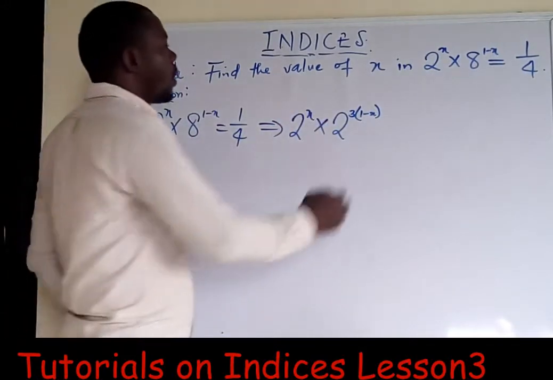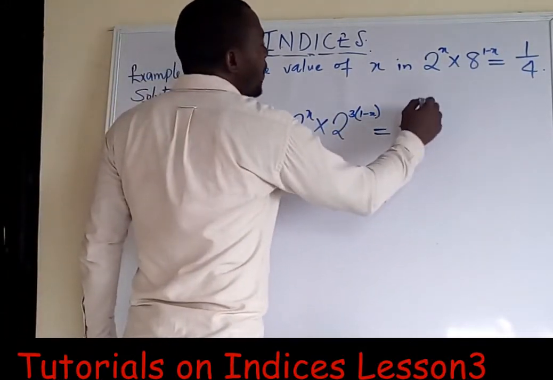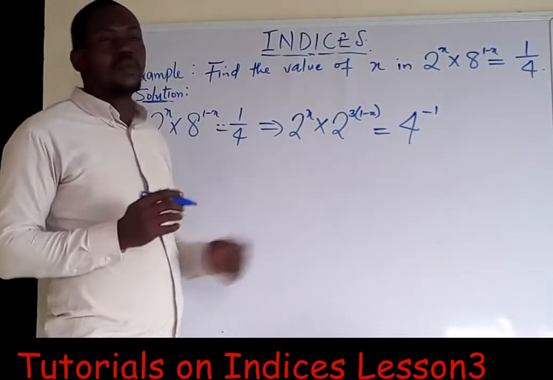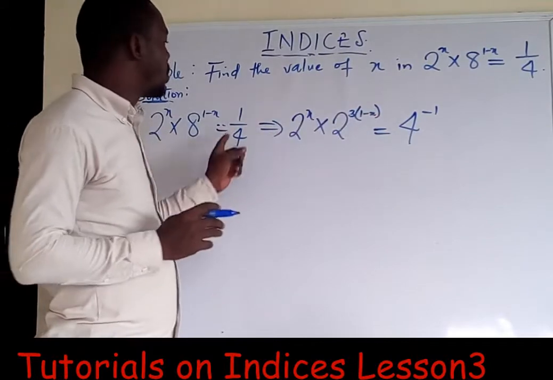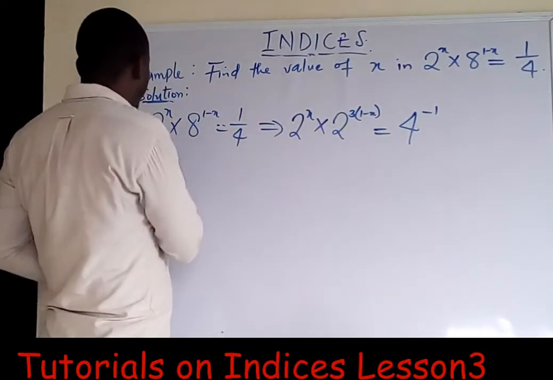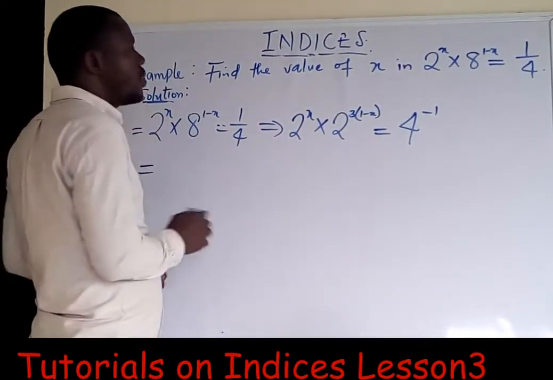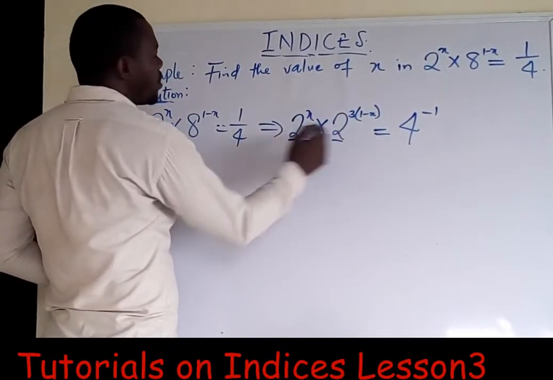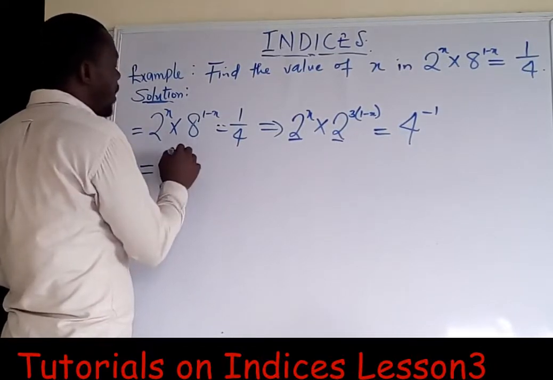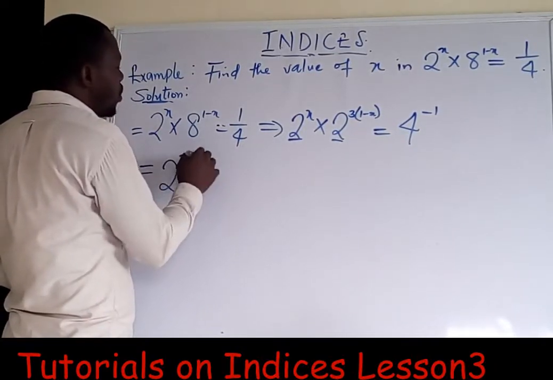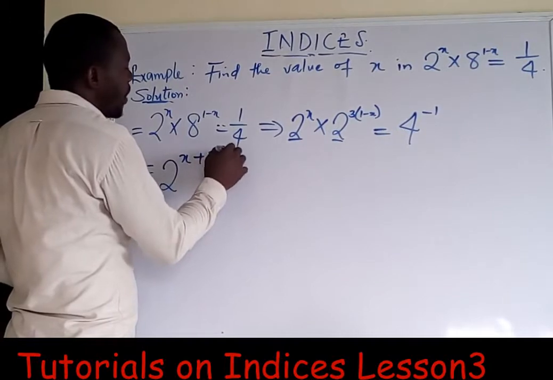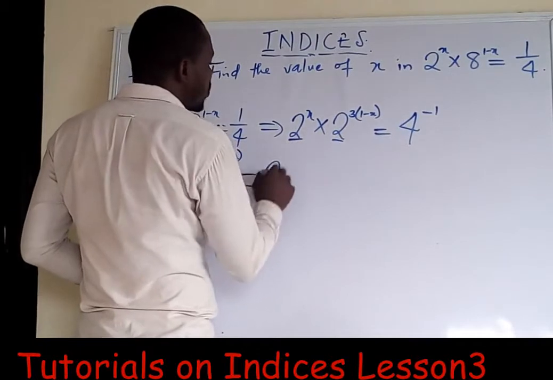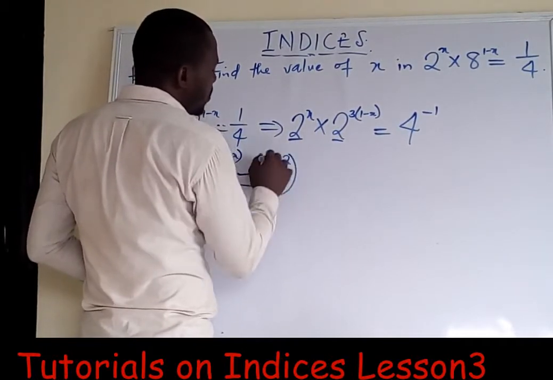8 is 2 raised to the power 3, which is equal to 4 raised to the power minus 1, because I'm trying to change it from fraction to this form here. And that is what this one will give me. So now, the next thing I can do is, because they have the same base number, I can say 2 raised to the power x plus 3 bracket 1 minus x, which will be equal to, let me transform this one to 2 raised to the power 2, everything bracket minus 1.